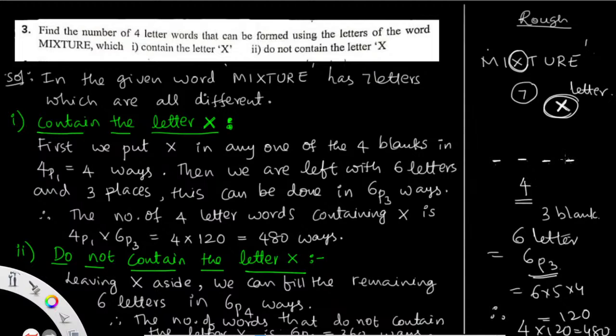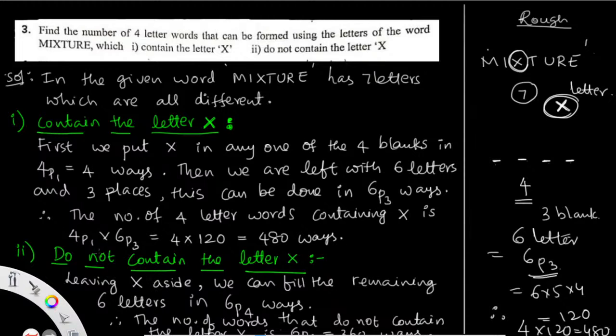Then how many remaining places do we find? 3 places. One place is fixed. The remaining number of places are 3. 3 blank places and X should be eliminated. That means it is fixed in any one of the boxes. Then you get the 6 letters. So this can be done in how many ways? 6P3. 6P3 is nothing but 6 into 5 into 4, that is 120 ways. So that means the number of 4-letter words containing the letter X is 4 into 120, that is 480 ways. This is question number 1.